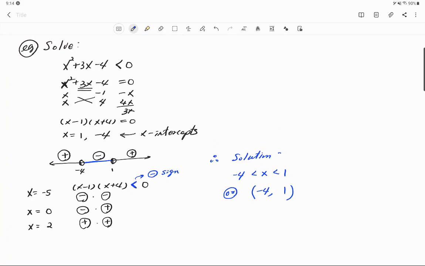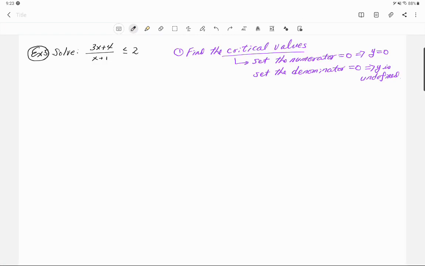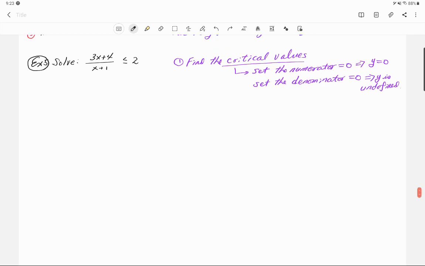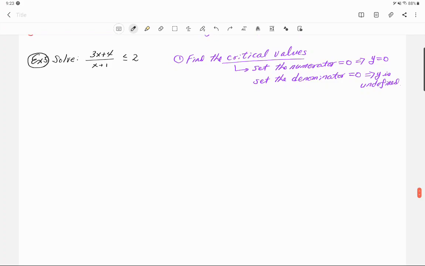Okay, then let's try solving an inequality that has a rational expression. Now the next example is solving a rational inequality. This is an inequality that contains a rational expression. Rational means a fraction, and the fraction contains a variable in the denominator. So when we have an inequality, always move all the terms to the left and make sure the right side of the inequality is 0.